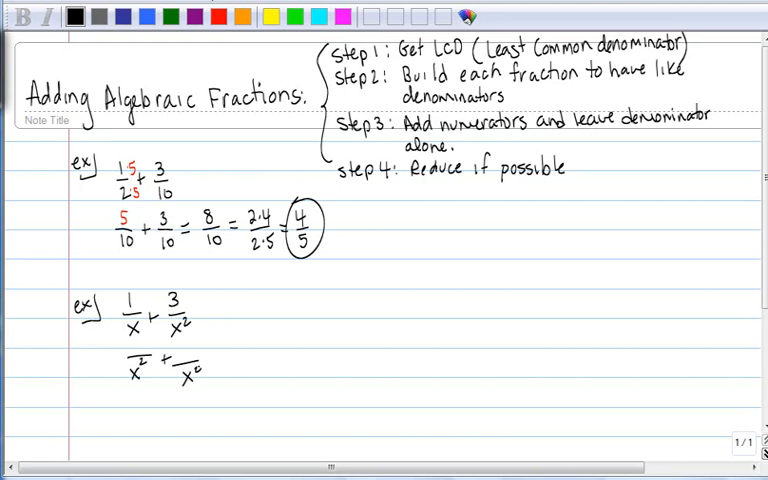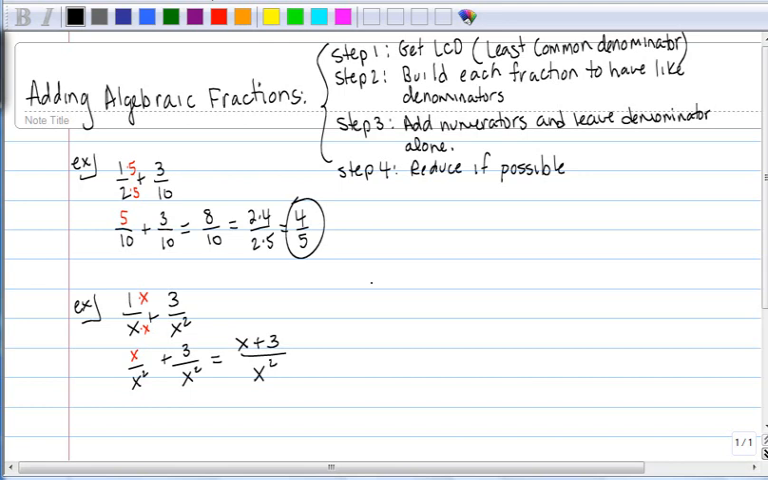And if we can see here on the first expression, if we multiply top and bottom by x, that would make the denominator x squared. So now that the denominators are both x squared, what we're going to do is step 3, add the numerators. They're not like terms, so we just leave it like that and leave the denominators alone.